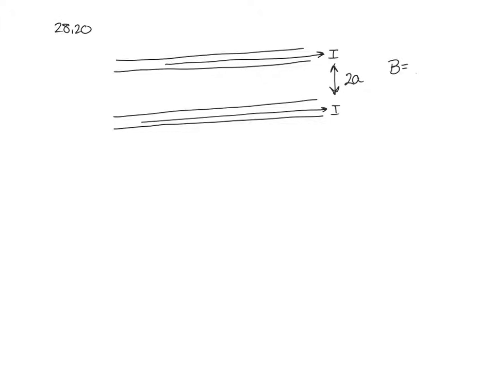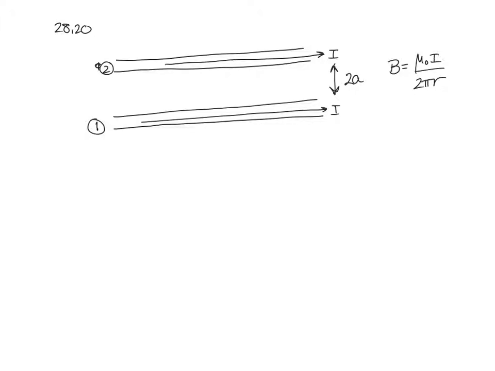Our basic expression is mu naught I over 2 pi r, which is how we find the magnitude of that magnetic field. And the direction is going to be given by my right-hand rule. So first, I want to be consistent with what I did. This is number one, and this is number two. Let's look at the magnetic fields due to each wire at different areas. I'm going to look at the magnetic field due to current one first.